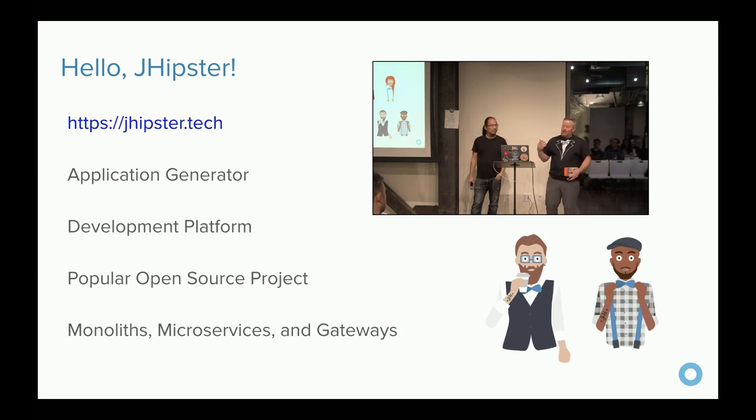It also is called a development platform by a lot of our team, and that's because we have support for Docker Compose, for putting it into Kubernetes, as well as for CI/CD pipelines to generate those. There's five different CI/CD engines that are supported, and it's very popular in open source. We got tons of stars on GitHub, and it supports generating monoliths, microservice apps, and gateways for those microservices.